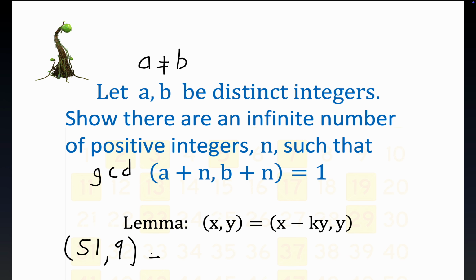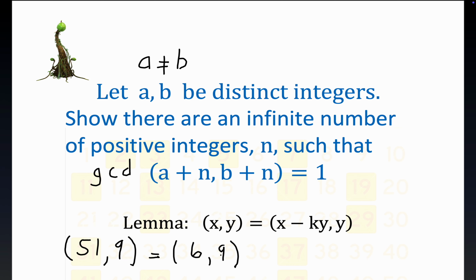According to the lemma, we can take any multiple of 9 and subtract it from 51 and get an equivalent GCD statement. So I'm going to do 9 times 5, which is 45, and subtract it from 51, and that would give us 6. So now we have 6, 9. Right, folks? And again, I just applied this thing: I took 9 times 5 is 45, and you deduct 45 from 51, and you get 6, 9.